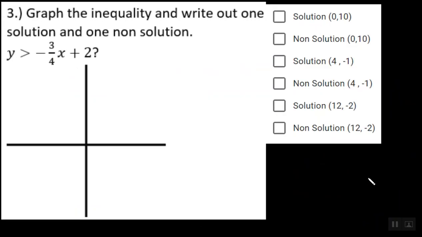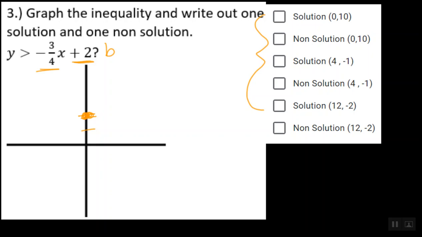Okay, here we are in example 3, and it says graph the inequality and write out one solution and one non-solution. And I've given you all of these solution and non-solution choices over here. So how would I graph this? Well, draw yourself an xy axis, and let's note, our y-intercept, our constant, our b term, is positive 2, so I go up 2 and I put my very first point.